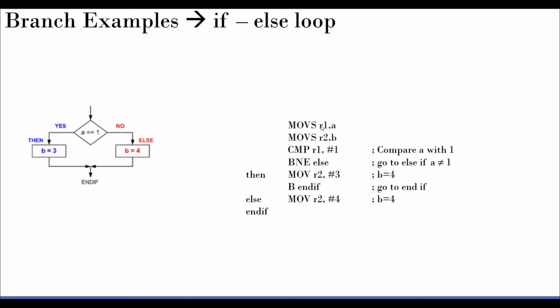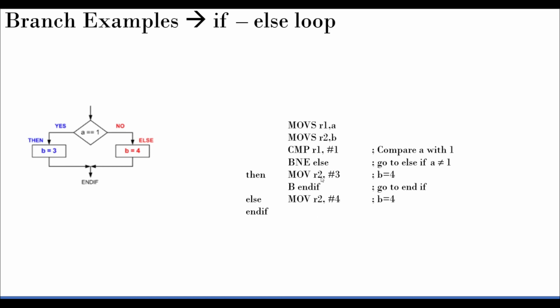So first of all, initialize registers r1 and r2 with a and b, and then you are comparing whether a is equal to 1. a is nothing but r1 for us, so r1 is equal to 1. Then BNE is nothing but branch if not equal. If it is not equal, you go to else, which is actually r2 is equal to 4. r2 is nothing but b, so b is equal to 4.